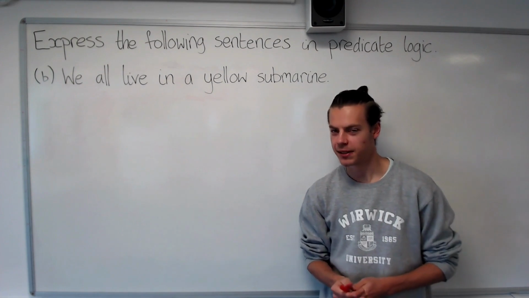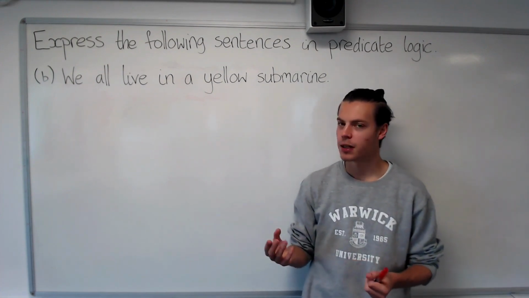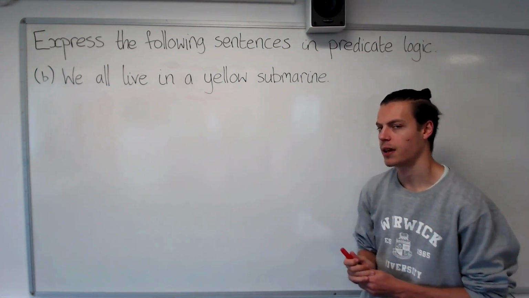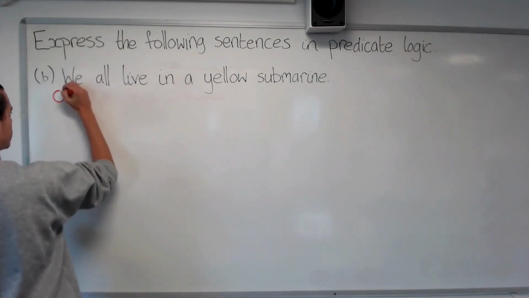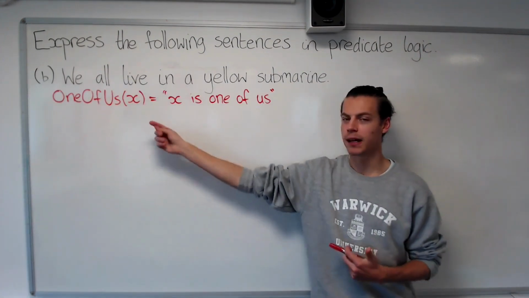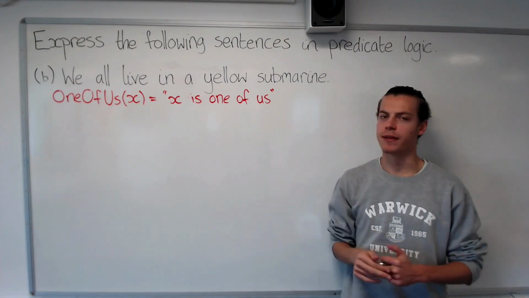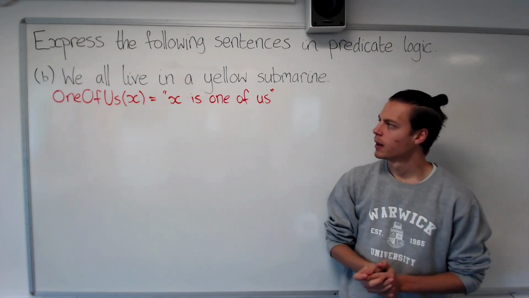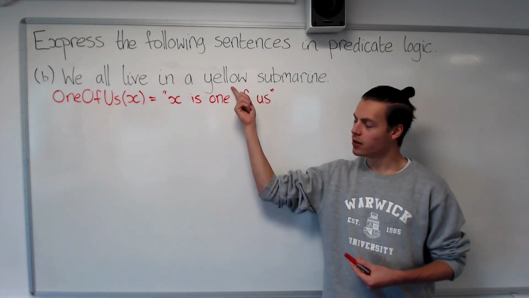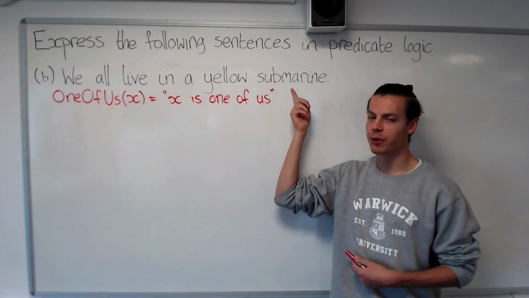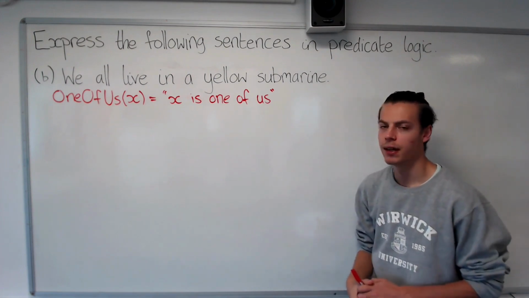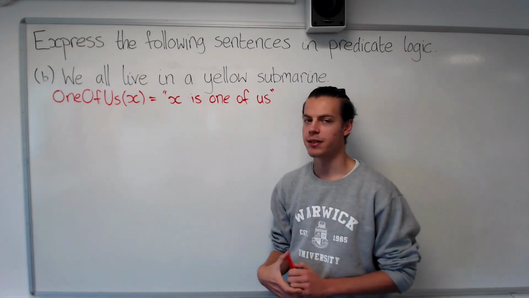So let's introduce some predicates, right? So we want something to express that an object X is one of us, okay? So this predicate, one of us of X, expresses X is one of us. Now we need some predicates to describe that something is yellow, that something is a submarine, and that something lives in something else. Okay? So let's introduce those.